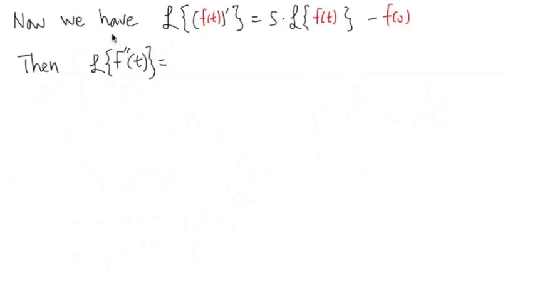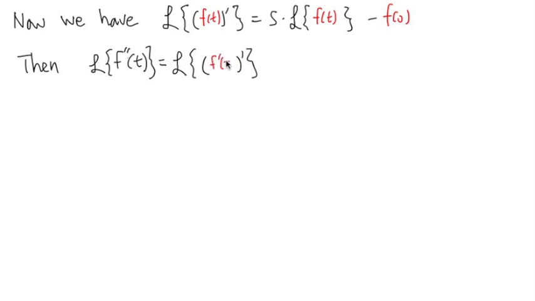So now we have that the Laplace of f prime of t, and f prime is just taking the derivative of f of t, is s times the Laplace of its original minus the original function at 0, so f of 0. We can also figure out the Laplace of the second derivative of the function, because the second derivative is just like taking the derivative of the first derivative. So I can look at this as taking the Laplace of the first derivative of the first derivative.